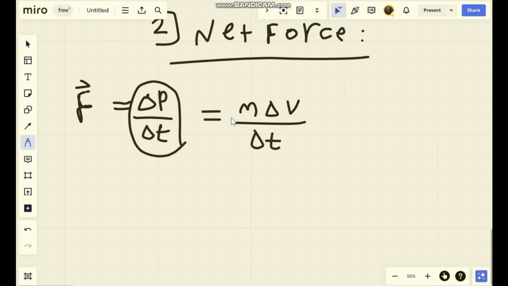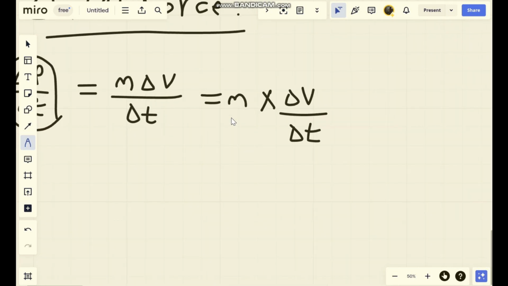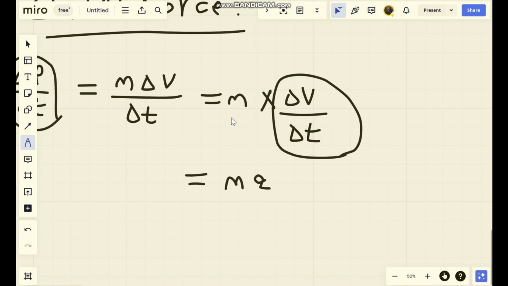Hang on a minute. Can I not just rewrite this as m multiplied by delta v over delta t? Of course you can. It's mathematics. Now, delta v over delta t, does that not remind you of something? Of course it does. Change in velocity with respect to time. That's what we know. It's acceleration. So yes, force does equal mass multiplied by acceleration.